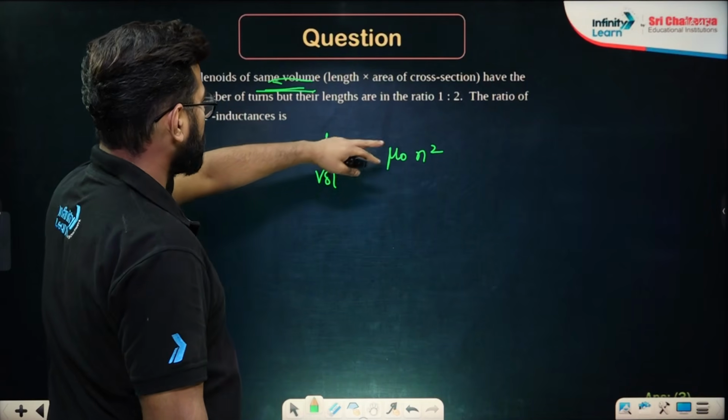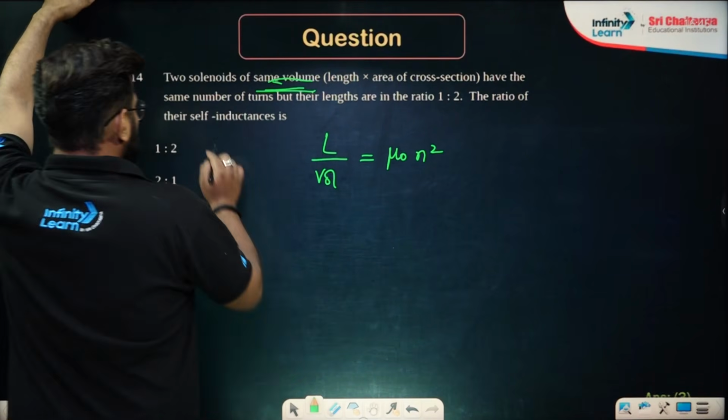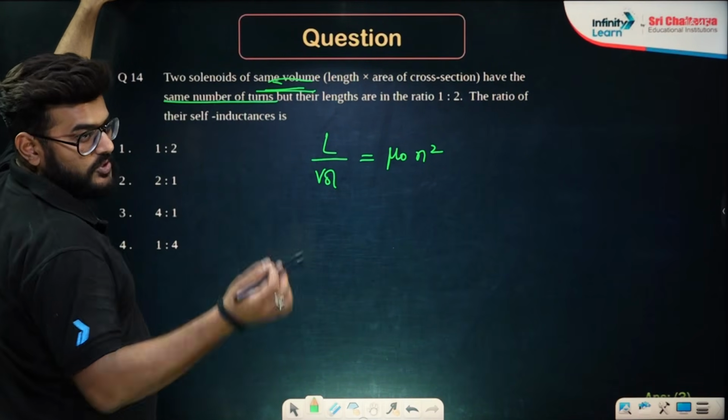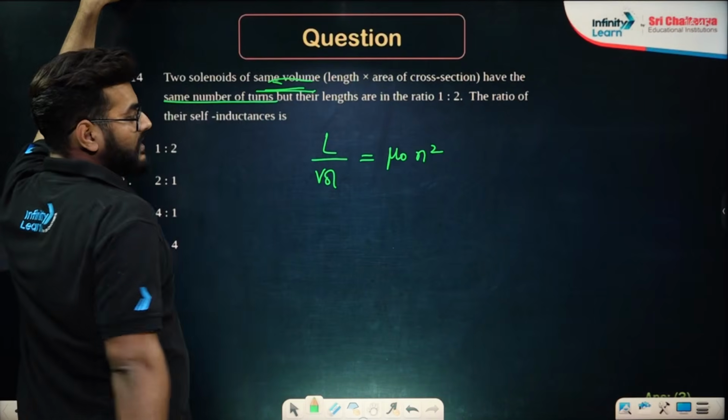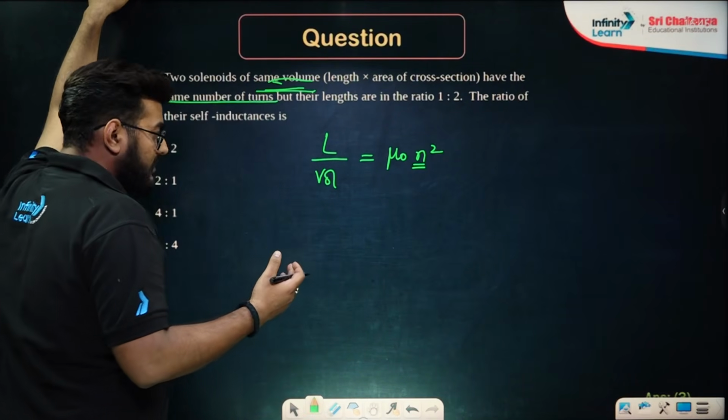Mu naught is also the same. I'm supposing there is no other medium. And n square, is it the same? Same number of turns. Now this is the catch over here. They are saying same number of turns, but this n represents the number of turns per unit length.